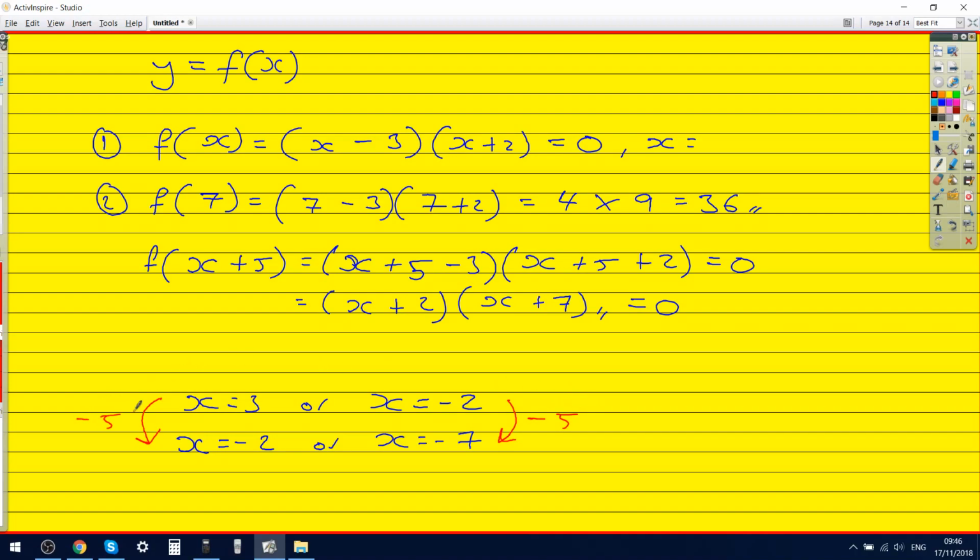And so we had some function, the f of x. Well, the difference between the f of x and the f of x plus 5 is you subtract 5 from all the x coordinates. So the x coordinate 3, 0 became minus 2, 0. The x coordinate minus 2, 0 became minus 7, 0. So when it changes to the x plus 5, it's going to subtract 5.